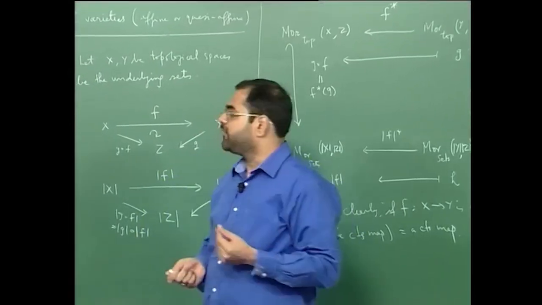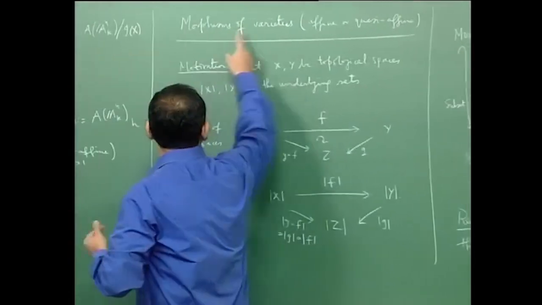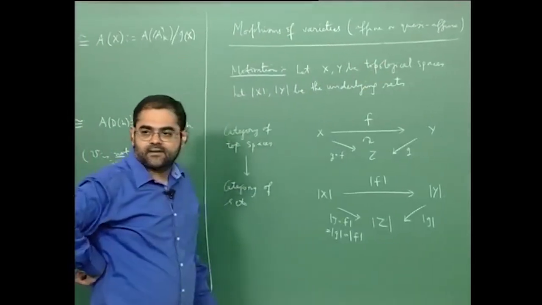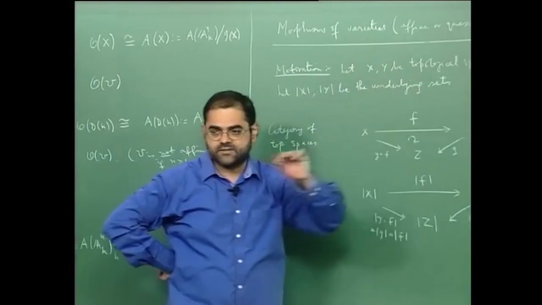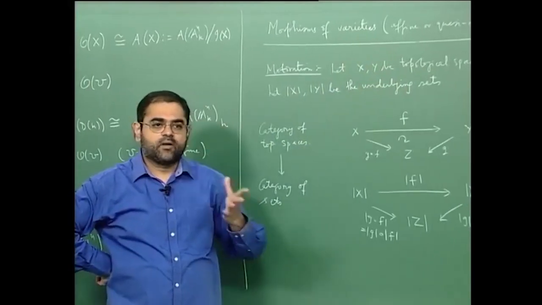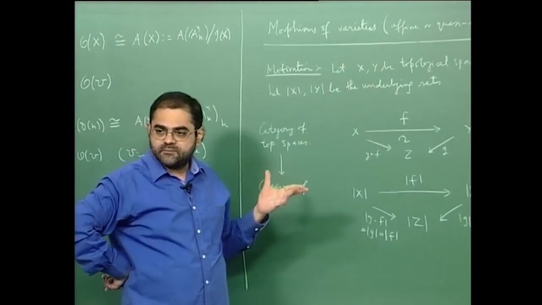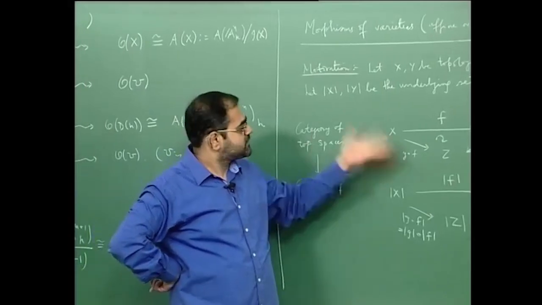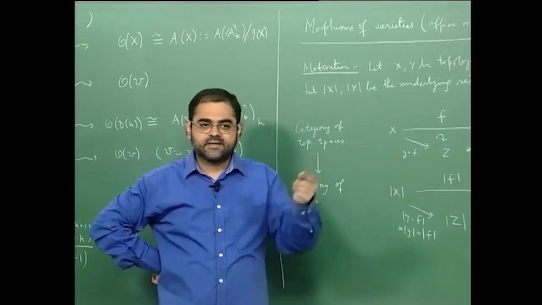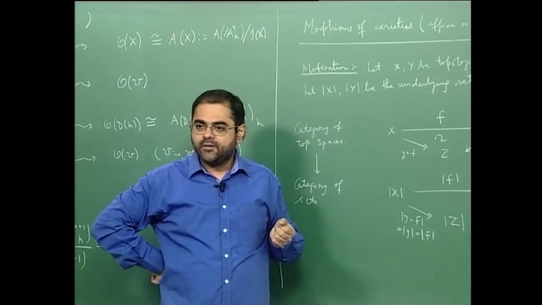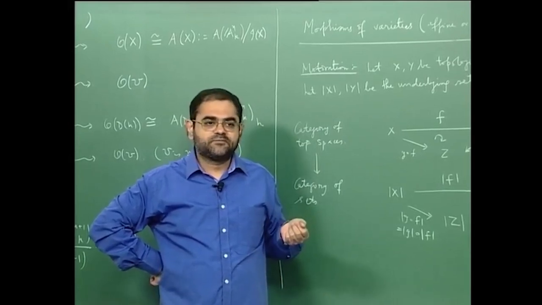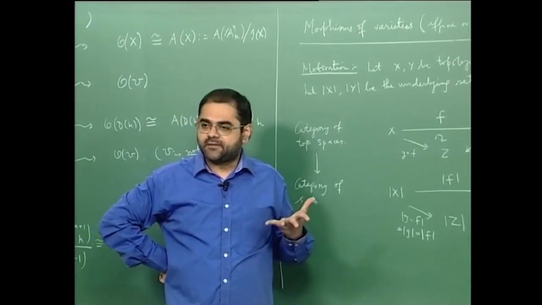And now you know what I am going to do. How am I going to define a morphism between two varieties? The two varieties can be affine or quasi affine, it does not matter. I am just going to say a morphism between two varieties is a set theoretic map which pulls back good functions to good functions. And what are good functions for varieties? They are regular functions.